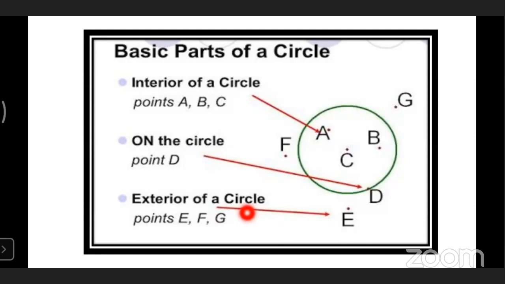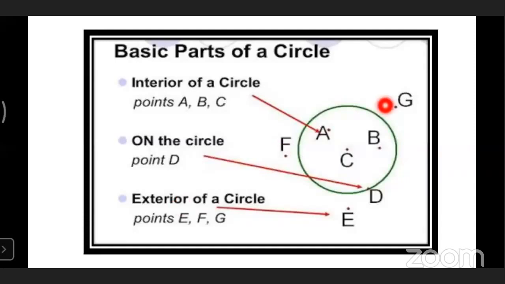Exterior of a circle. Points E, F, G. Very good. Point E, F, G, these are exterior of a circle. So do you understand interior part, exterior part, and on the circle?